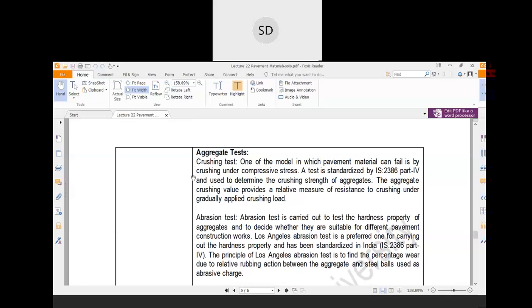So there would be some mold. In the mold you place your aggregate and you put it under your compression testing machine, and after that you find out what is the portion of the aggregate which is crushed under the equipment.